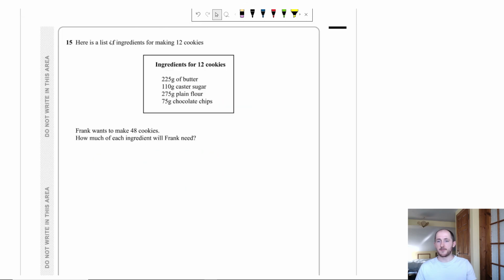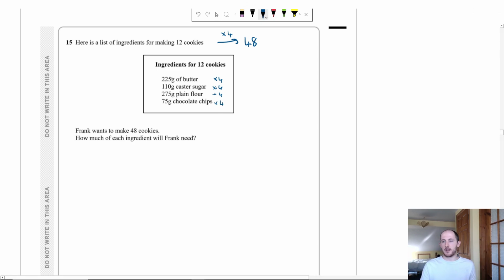This question, there is a list of ingredients for making 12 cookies. And all those ingredients, cool, don't care. Frank wants to make 48 cookies, so how much of each will he need? So, here's what I would do. This is for 12. What is the relationship between 12 and 48? What do I times 12 by to get 48? I times by 4. So all I need to do is times all of these by 4. And that's it. Easy as pie, right?